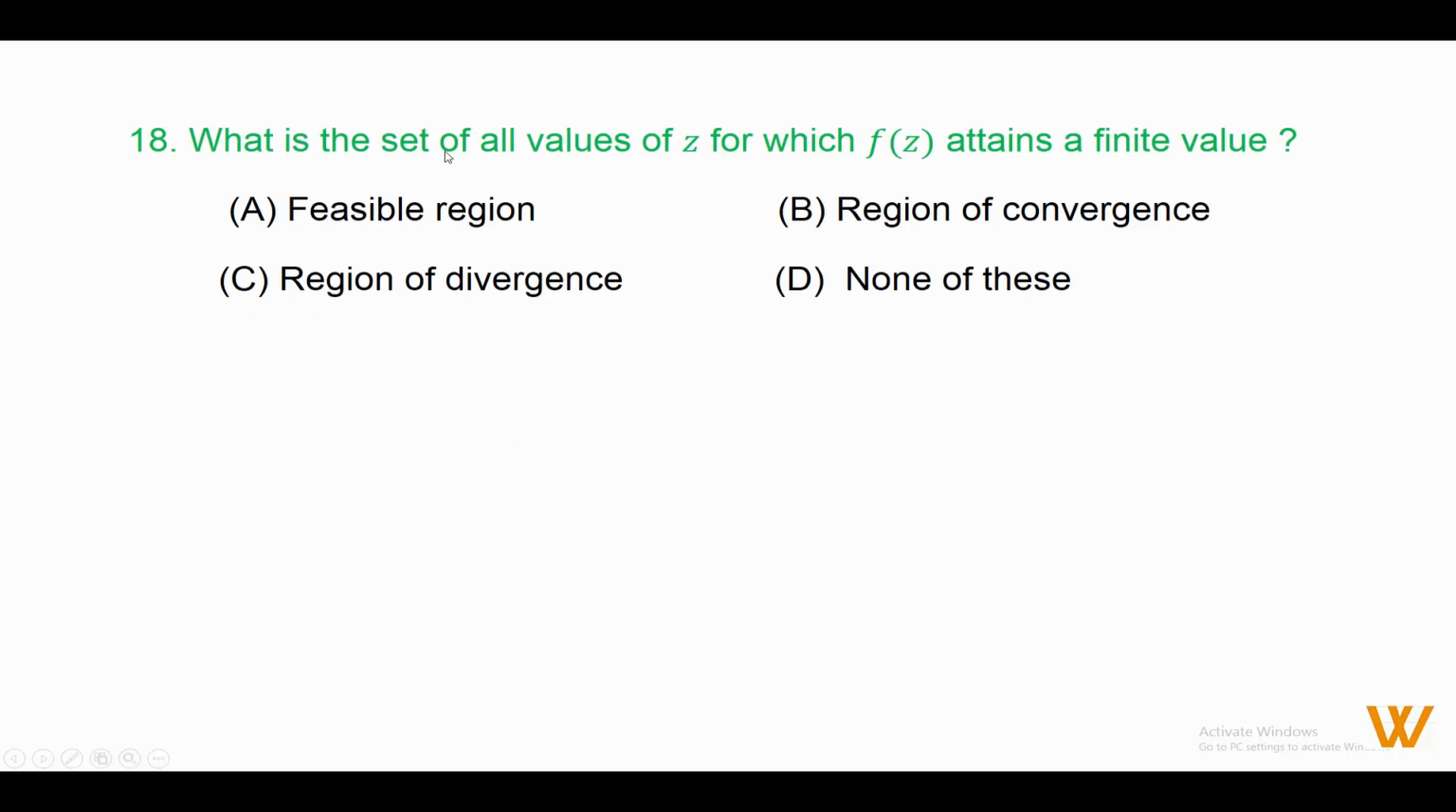18. What is the set of all values of z for which F(z) attains a finite value? Region of convergence. Answer is B option, region of convergence. F(z) attains a finite value in region of convergence.